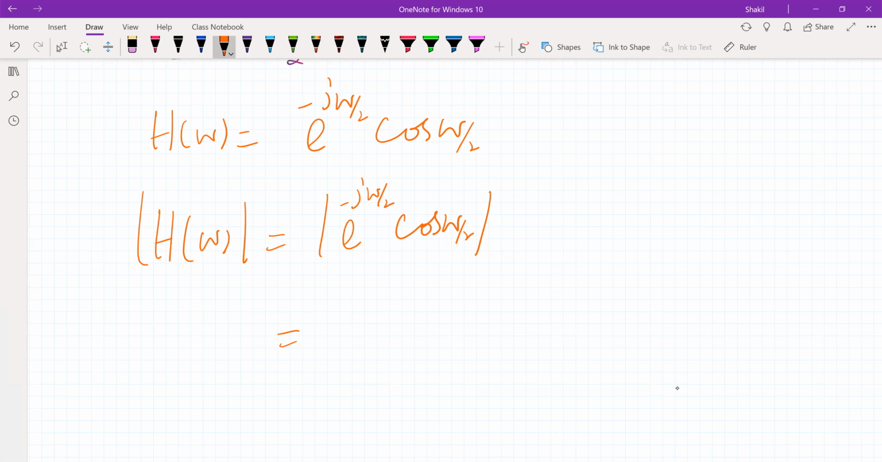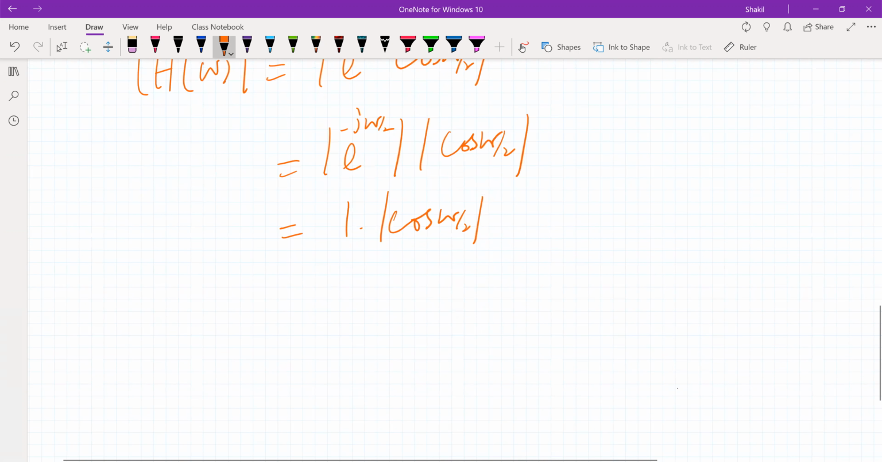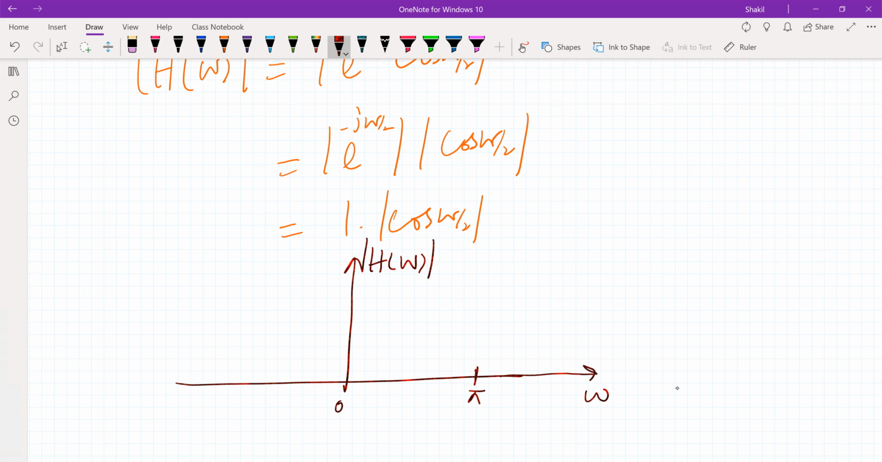Alright, now we can obtain the magnitude of these two, which is simply the product of the individual magnitudes, right? So this is equal to 1. So this is the magnitude of cos of omega by 2. Let's plot this magnitude response. So this is the magnitude of H of omega. This is omega, our highest frequency. This is the lowest frequency.